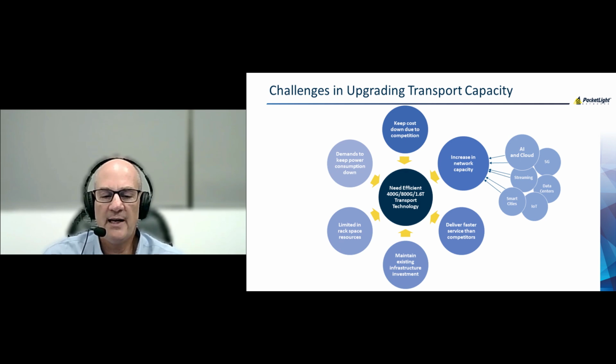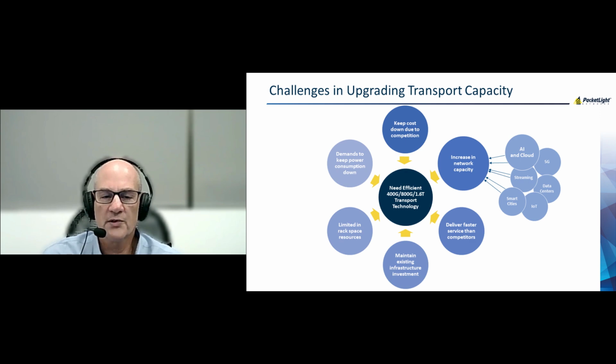So moving from 100 gig to 200 gig to 400 gig and so on to 800 gig and above will improve the power per bit transmission, and will reduce the rack space within the data center that the optical transmission equipment consumes. And we need to keep the cost down.